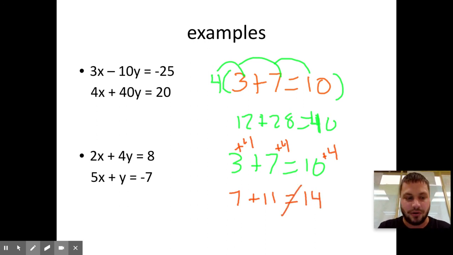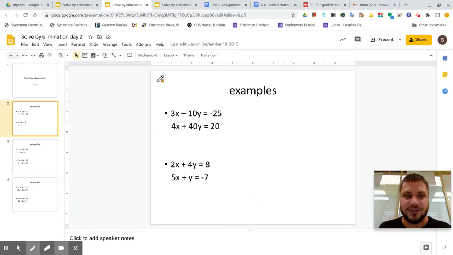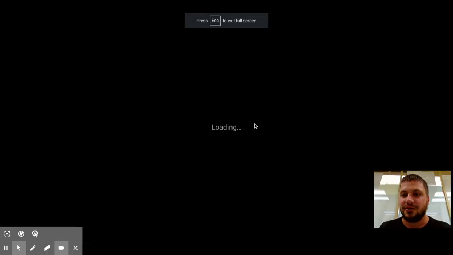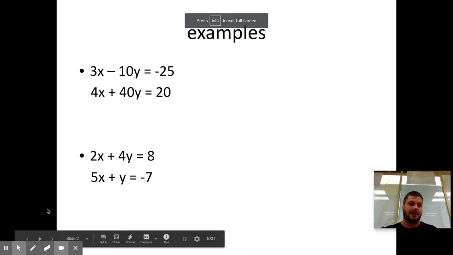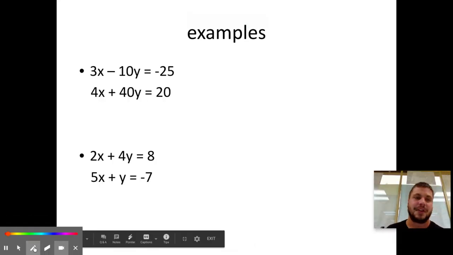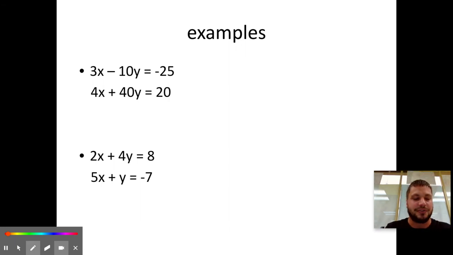Okay? So you can only manipulate equations using multiplication because it's the only way that equation remains true. Looking at my first example on this slide, I do not have opposites, but I want to create opposites. Actually, let's do the second one, the bottom one, just to prove something to you here.